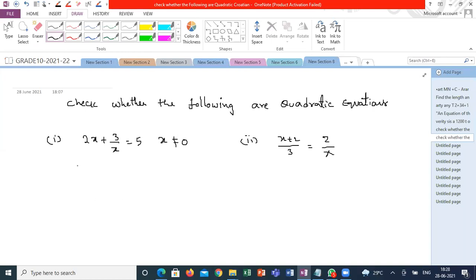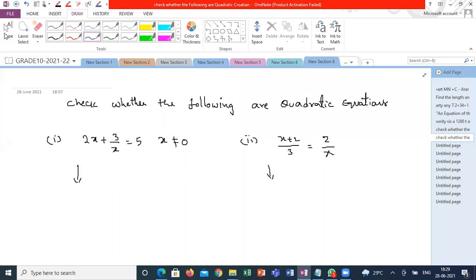Quickly, what is the simplest form of this expression? Check whether it is a quadratic equation or not. Guys, please. What is the simplest form of the first equation? So 2x square minus 5x plus 3 equal to 0.